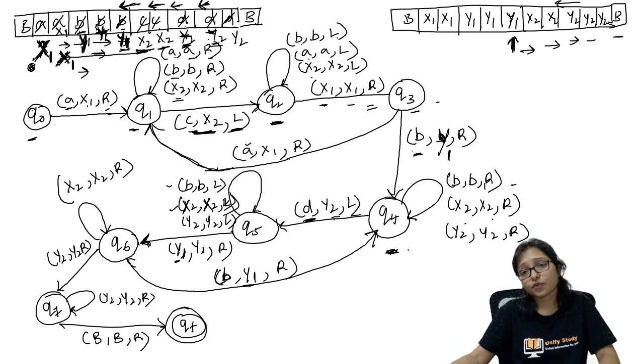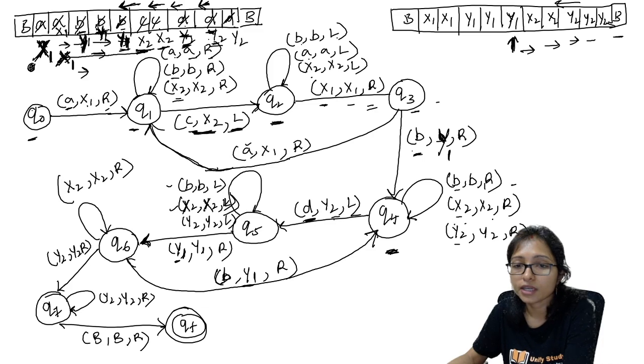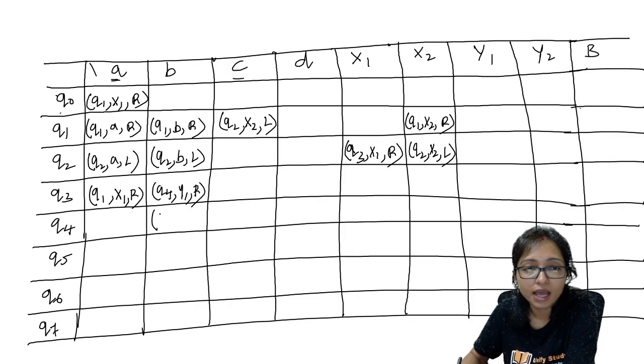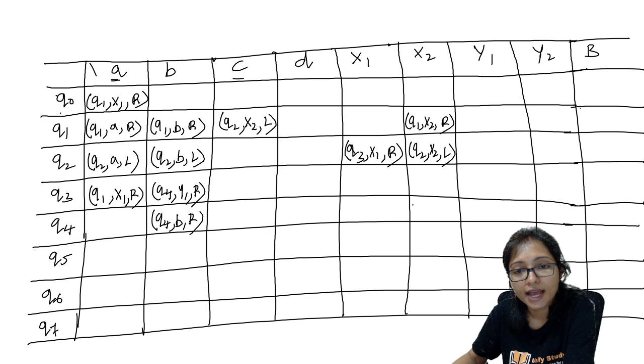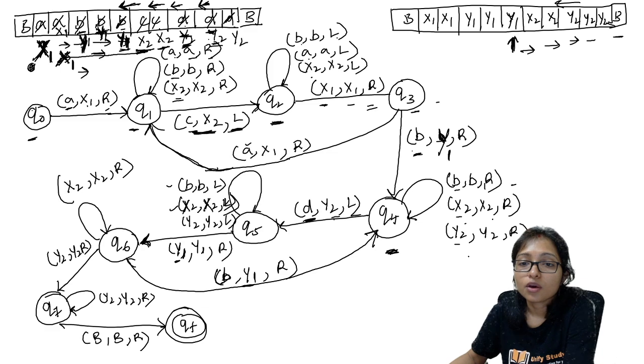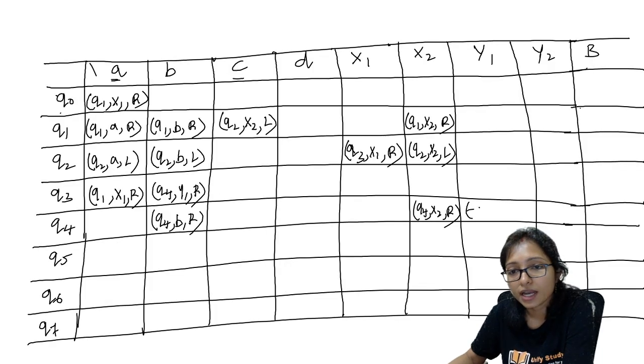In Q4 state, what is going on? B, X2, Y2: you stay in Q4 itself and leave it as it is. So for Q4, if I am getting B, I will be in Q4 itself, B, and I am moving to the right direction. X2 also, leave it as it is: Q4, X2, right. Y1 I am not doing anything. Whenever I get Y2, I am in Q4 and keep Y2 only, moving to the right direction.